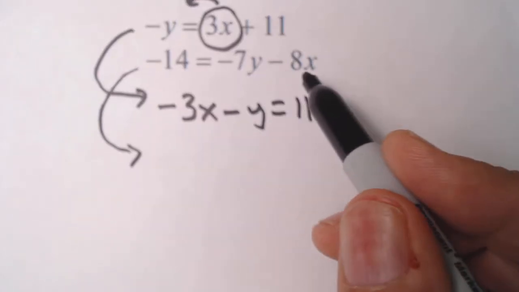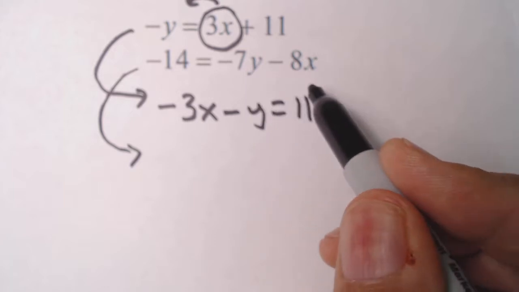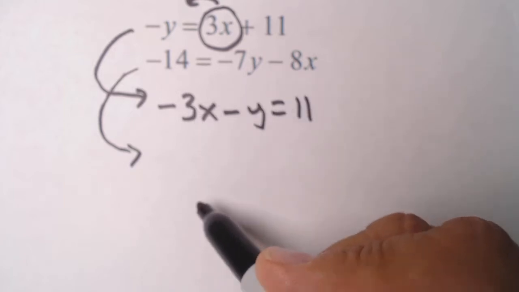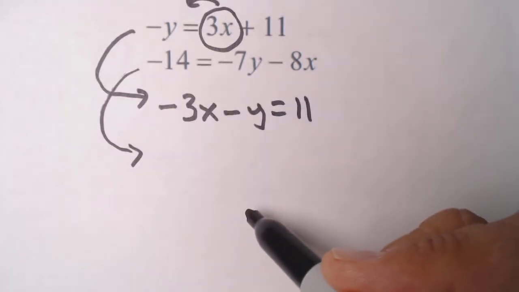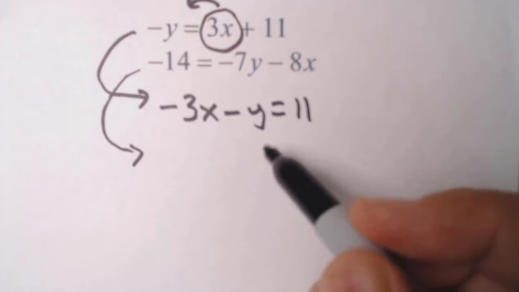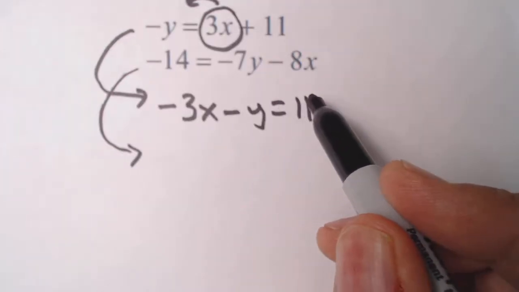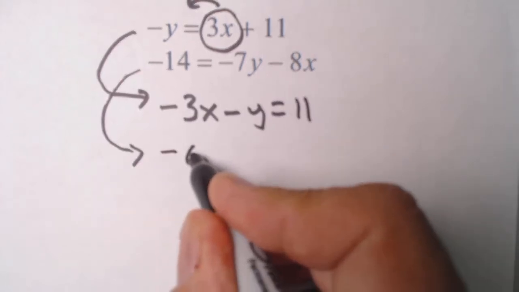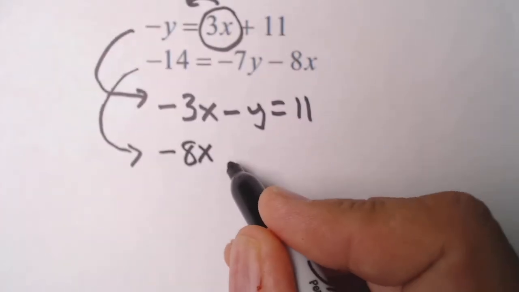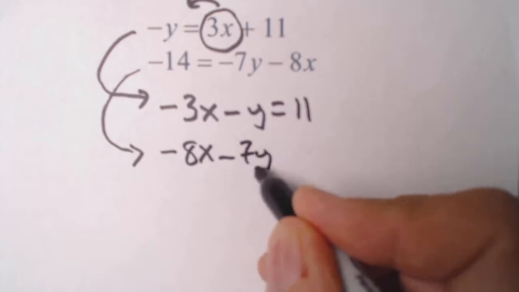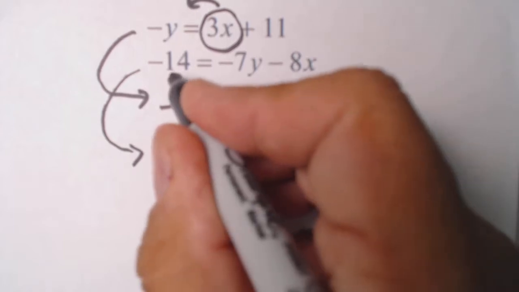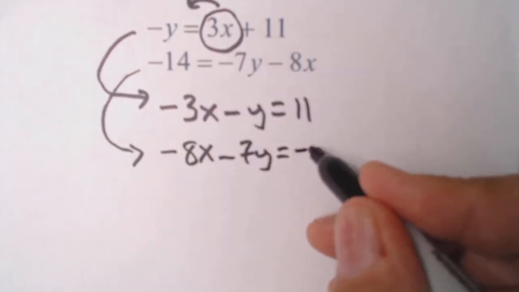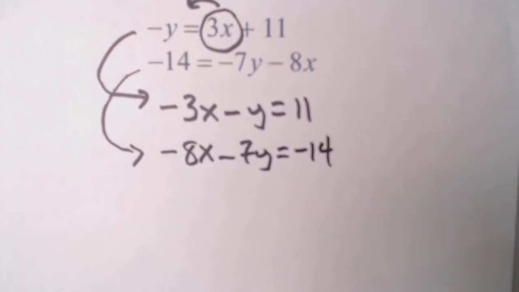Now, the second guy, we got to put him in standard form. Notice the only problem here is that we just have to interchange the sides, and I'm going to make the variables line up under each other here to make it easier for us. So the minus 7y and the minus 8x go on the left. I'll write the minus 8x first, and then the minus 7y, and then the guy that jumps back over to the right is the negative 14. Okay, so here we are.